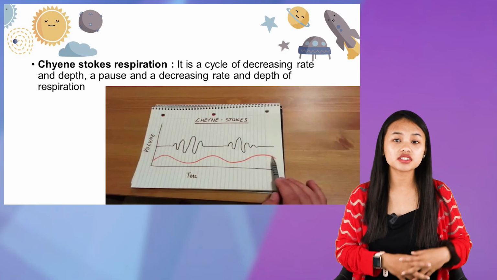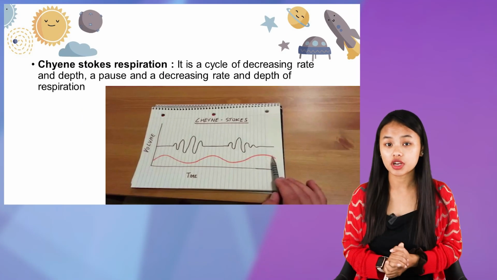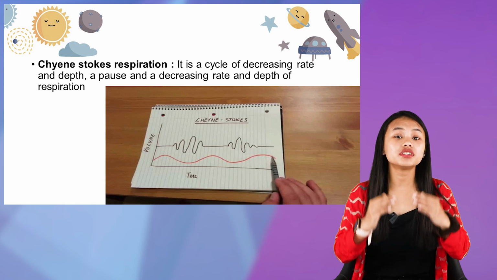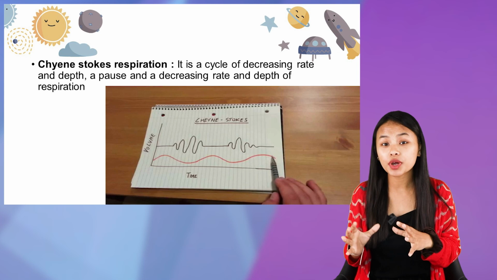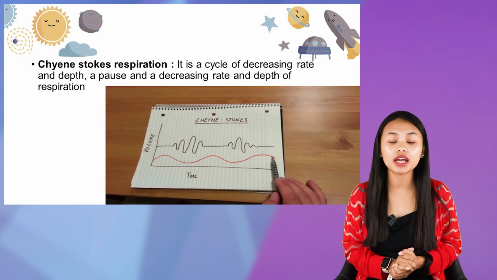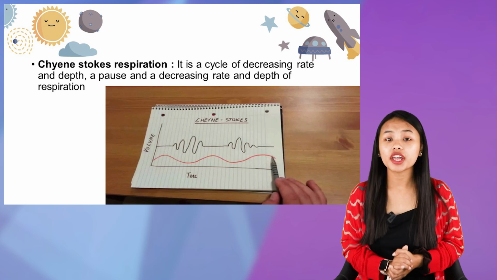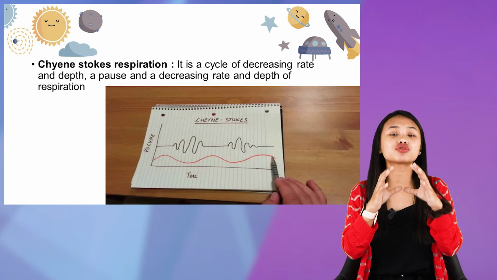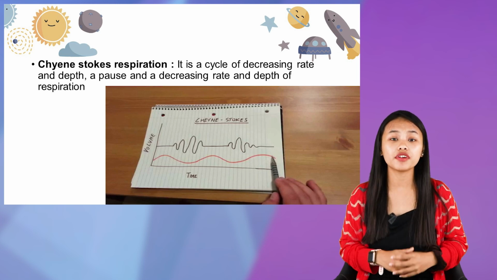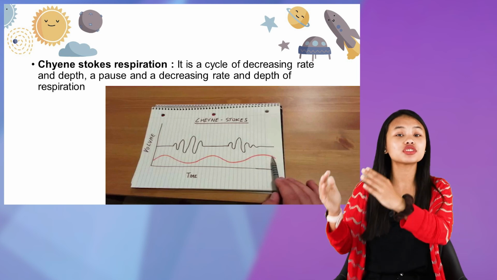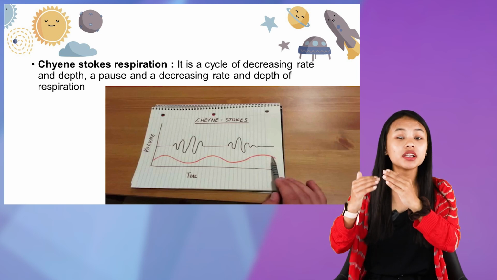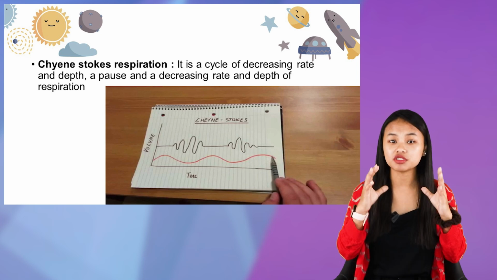And then the next is Cheyne-Stokes respiration. It is a cycle of decreasing rate, decreasing depth, and a pause, and then a decreasing rate and depth of respiration again. So if the client is suffering from this Cheyne-Stokes respiration, then he will be having a decreased rate and depth, which will be followed by a pause, and also again it will be followed by a decreased rate and depth of respiration, okay?